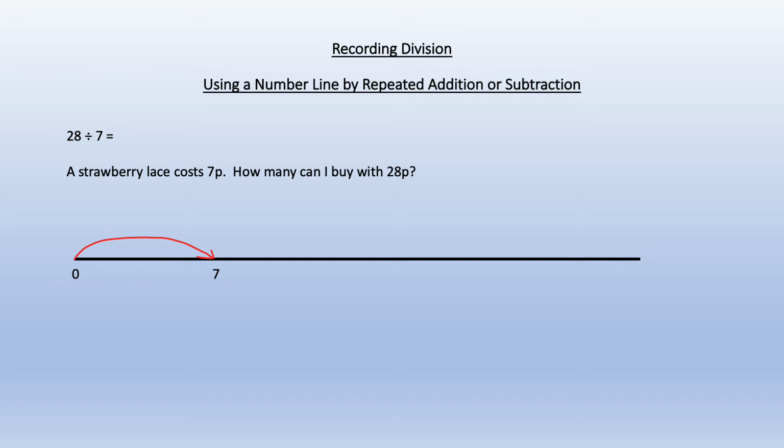So first jump takes us to 7. Adding 7 takes us to 14. Another 7 takes us to 21. And one more takes us to 28, which is the target number. So we can now count the jumps and we can see there are 4 of them. And 28 divided by 7 equals 4.